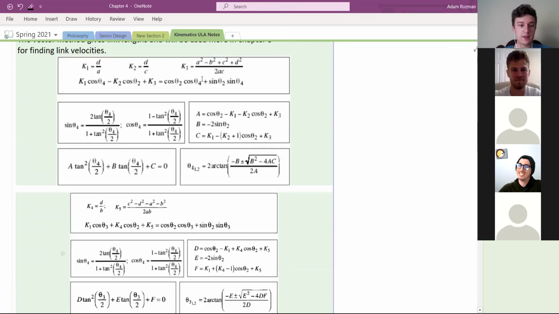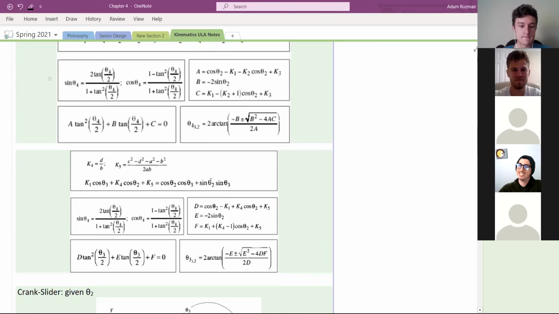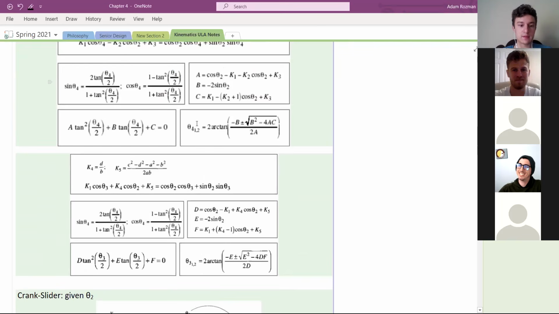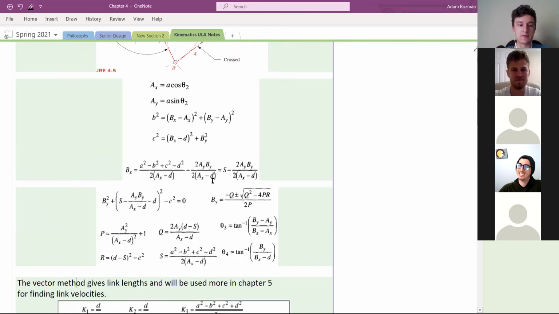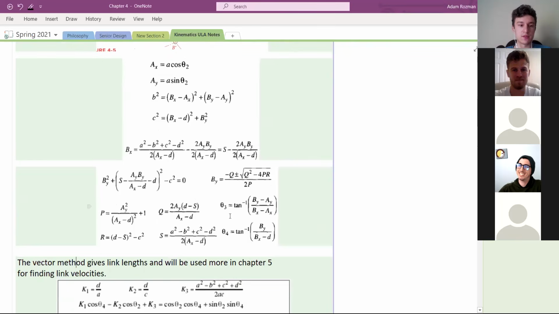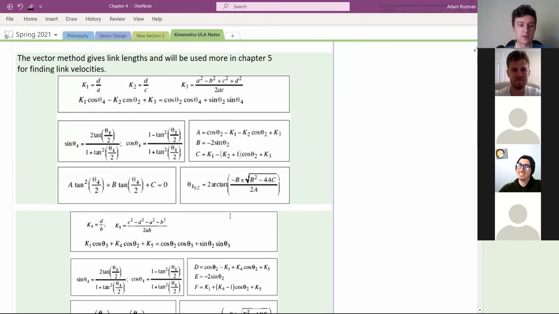So again, these k values are just constants that you use to solve. Then you can solve for your theta 4s and then your theta 3s. Basically, you're given theta 2 and you're solving theta 3 and theta 4, and then maybe the lengths or positions of the other links.